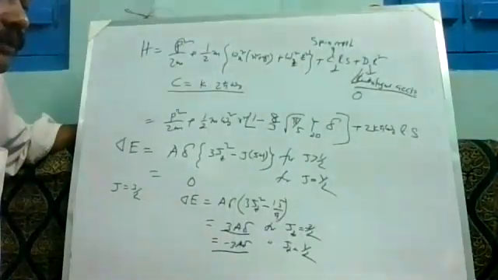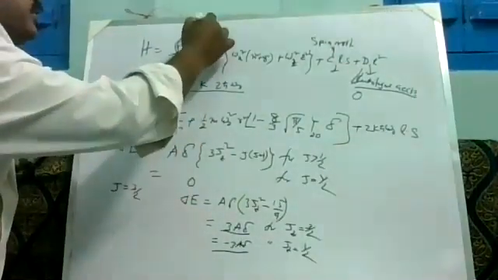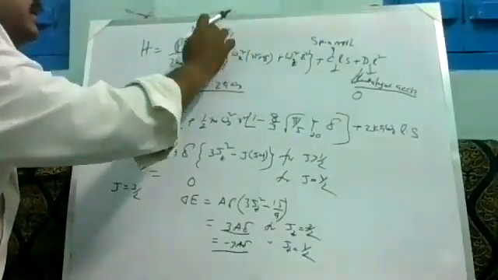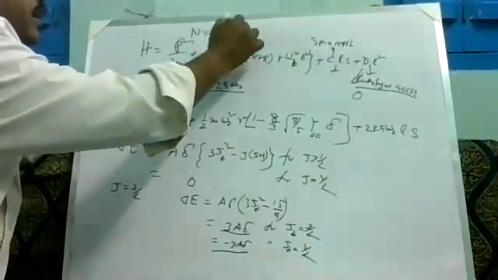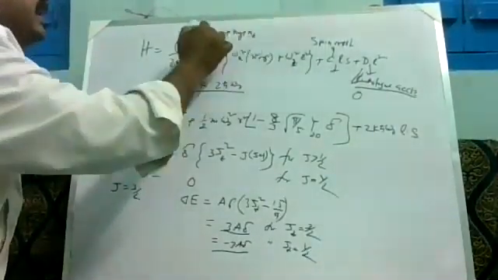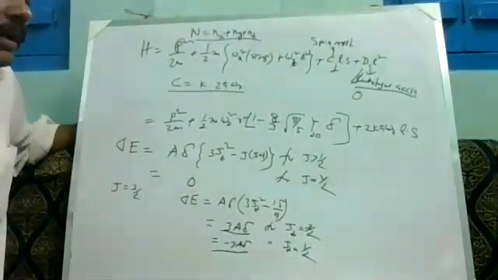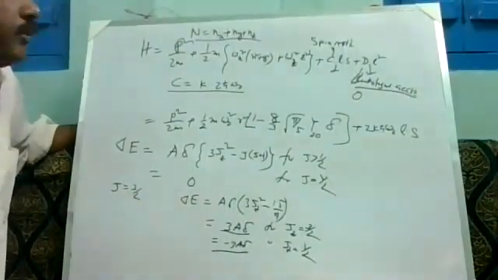Now, the eigenstate of H is determined by the principal quantum number, where n equals nx plus ny plus nz, the orbital quantum number L, the z component of angular momentum lambda, and the z component of spin.